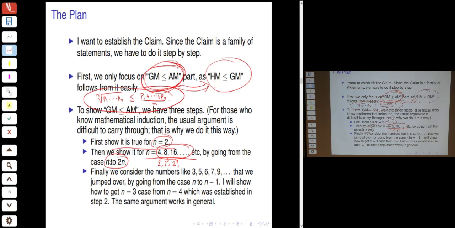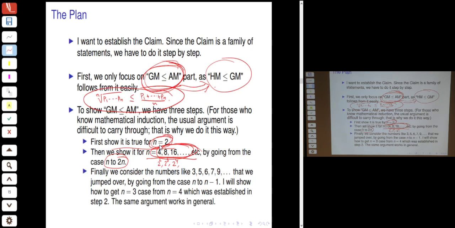So, if you start with n equal to 2, then from 2 we will be able to go to 2 times 2, which is 2 squared. From 2 squared we will be able to go to 2 times 2 squared, which is 2 cubed. From 2 cubed we will be able to go to 2 times 2 cubed, which is 2 to the 4, that is 16, and so on. So, that is why we will start with 2, and then we will multiply by 2 at each step and get all the powers of 2.